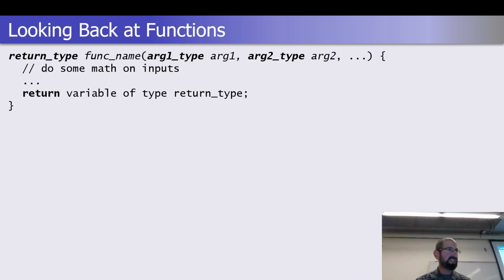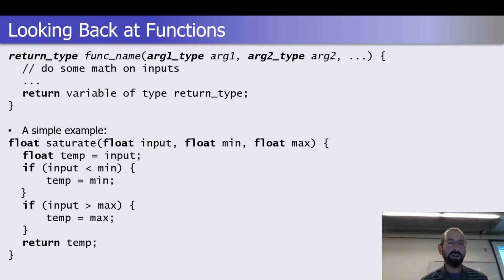Looking back at functions, this is just part of the motivation. We saw that there were some limitations with this basic structure. This is just one motivator for pointers. We have a function name, we have input arguments, and we have a return type. We have one particular return type associated with that function. Somewhere in that function's implementation, we would have a return statement that will eventually return either some constant value or some variable of that return type.